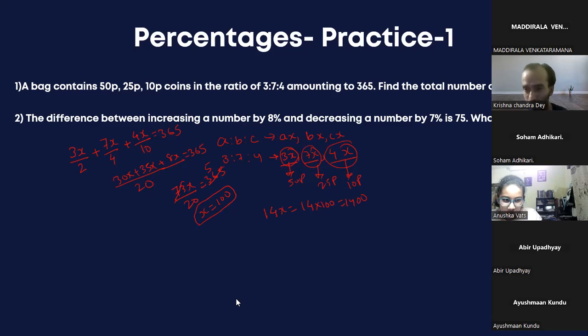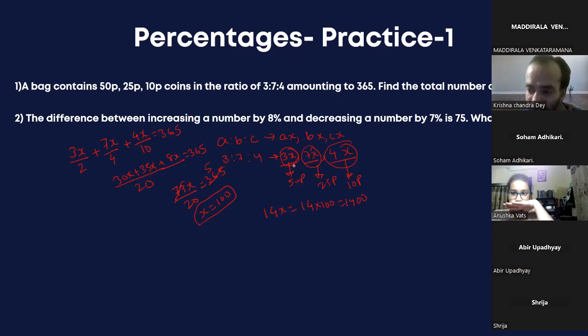Sir, I didn't understand the first part. Okay, this first part means this part, right? Why I wrote like this, right? Sir, I got till x is equal to 100, but then I don't know. Abir, which part did you not get? The left one, 3x upon 2 plus 7x upon 4. This part, right?